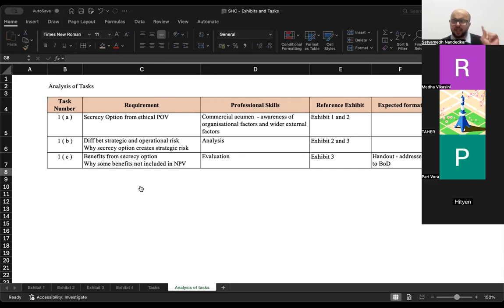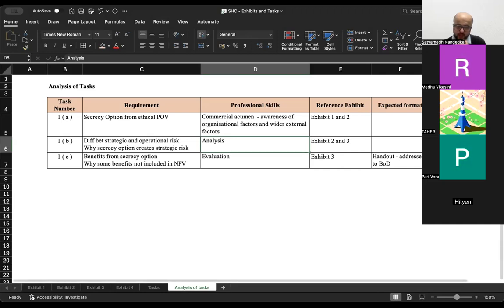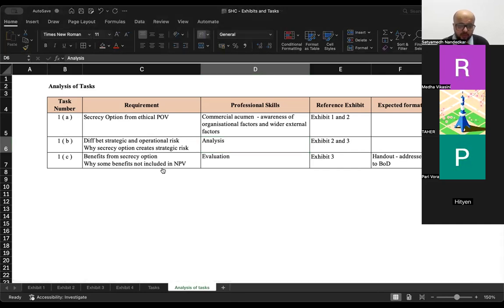But before we do it, if you remember the other day, we discussed communication skill and then I showed you different formats. Here we have to look at analysis, evaluation and commercial acumen for this question. So I'll take you to the professional skills first. I'll show you short videos on that so that you understand what is ACCA's expectation and then let's build on that further. First I'm showing you commercial acumen.